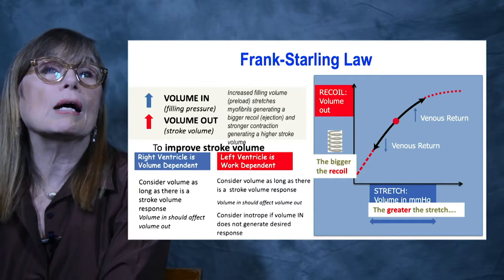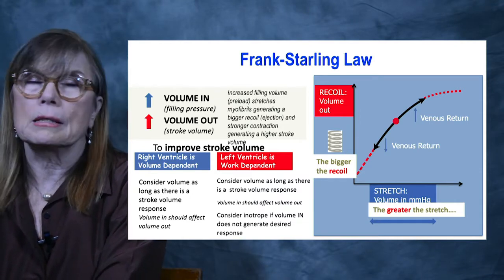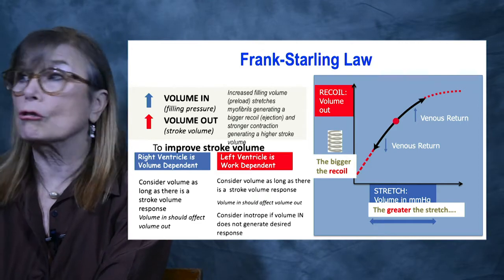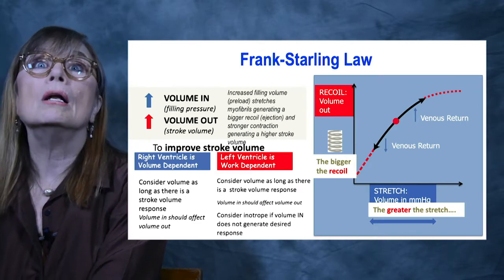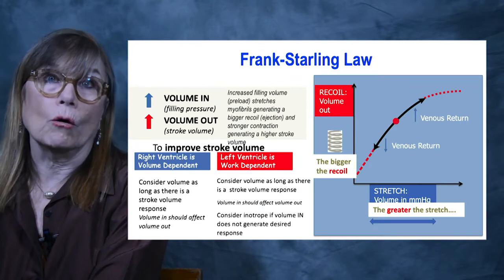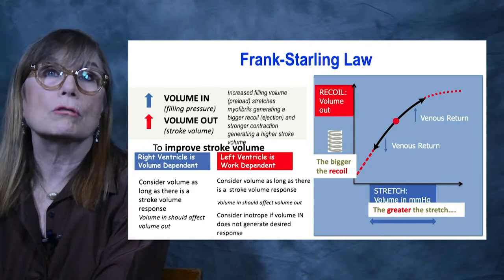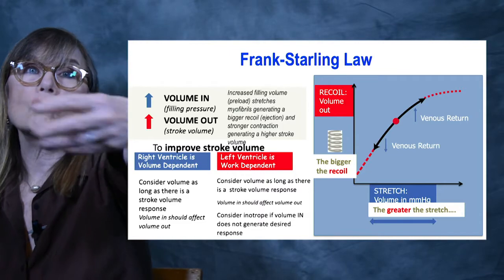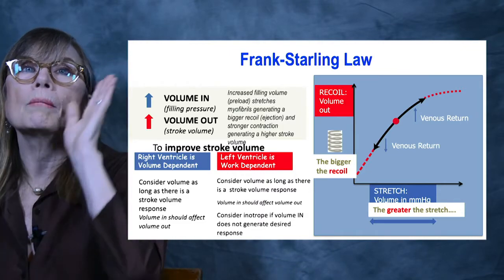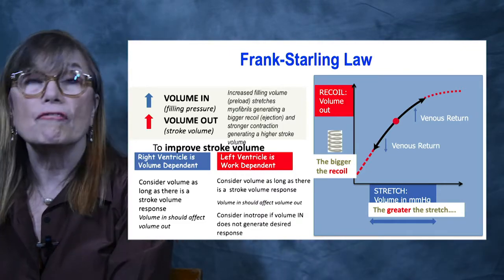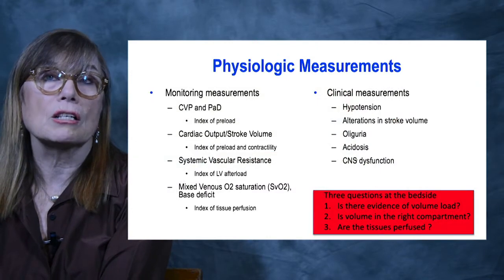So if we think about the Frank-Starling Law, it's basically volume in, which is your filling pressure, should improve volume out, which is your stroke volume. Volume in should improve volume out. Stretch with volume, recoil, and push that volume out. It's a very simple philosophy.